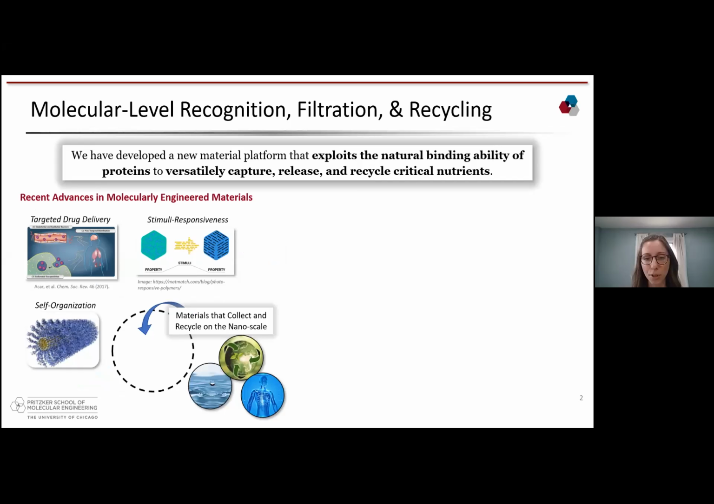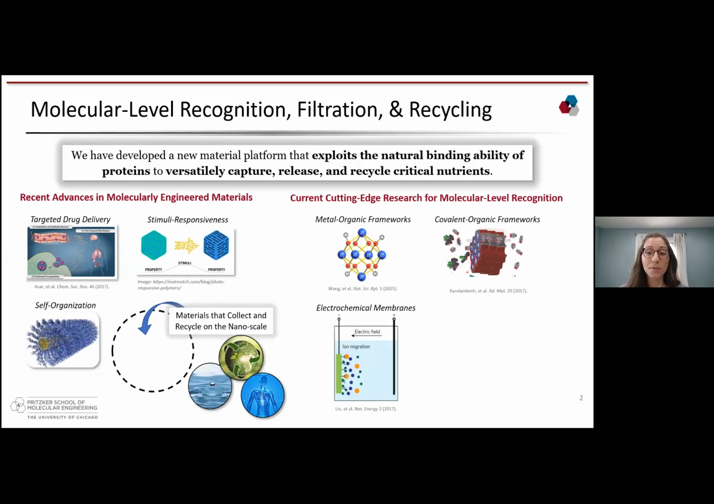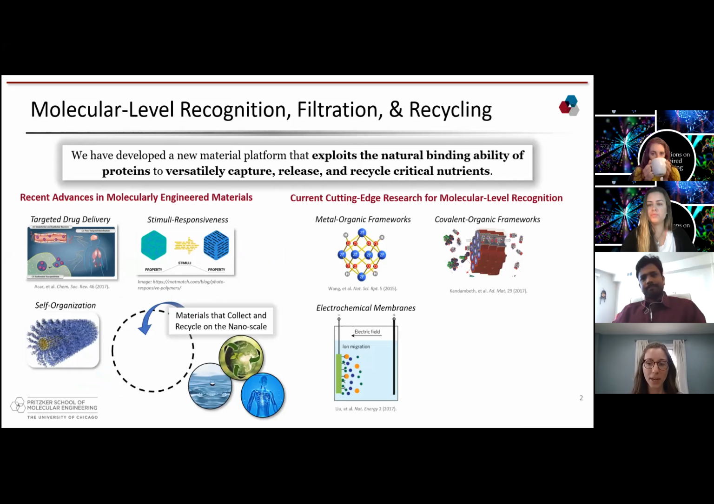Applications in things like water purification, sustainability, or biomedical applications. In terms of materials that do have a molecular recognition, capture and release function, the certain types of material frameworks that have been used include metal organic frameworks, covalent organic frameworks, or electrochemical membranes.